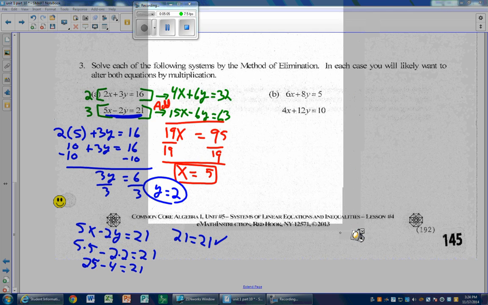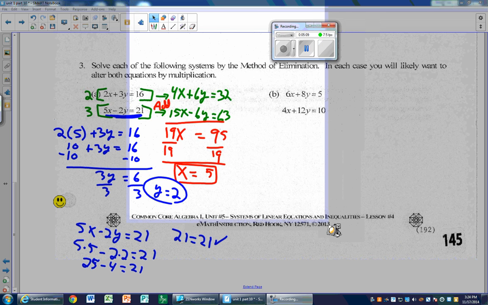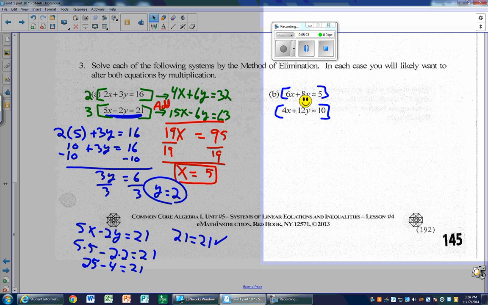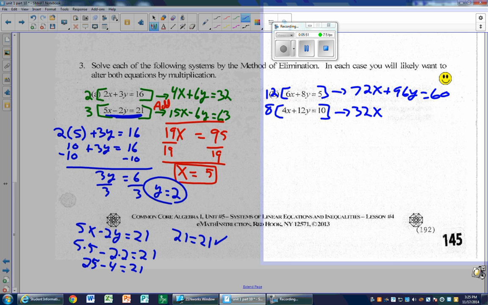We're now going to look at the other one. I'm going to go a little bit faster here. I take the 8, bring it down here, the 12, bring it up there. Let's do what I said. Distribute. 72x plus 96y equals 60. Distribute the 8, 32x plus 96y equals 80.